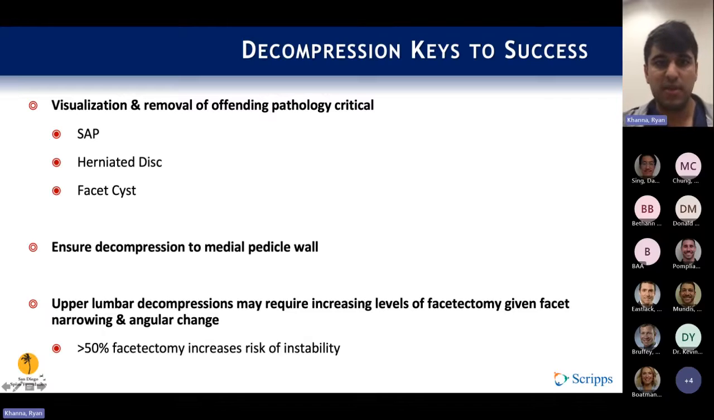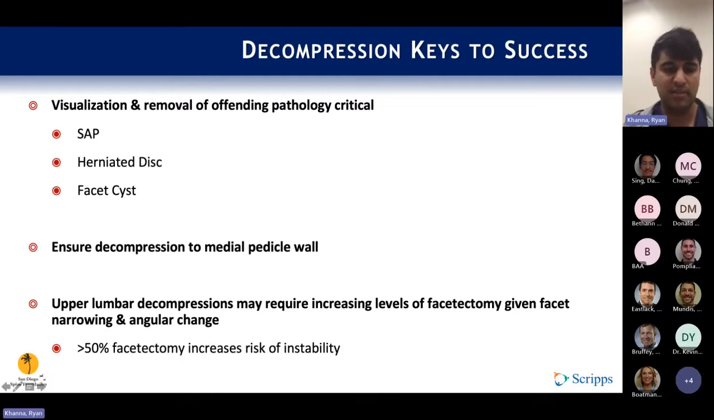So what are some pearls and tips, especially for the fellows? You want to make sure that you fully decompress all of the pathology contributing to lateral recess stenosis. As I've mentioned today, it can be a herniated disc, so it might need to be a discectomy if that's causing compression on the thecal sac or nerve roots. If it's a superior articular process, make sure that you've drilled it out or Kerrisoned it out. If it's a facet cyst, you need to make sure that you come around it and fully visualize it for teasing it off of the thecal sac. Important to make sure that you decompress all the way to the medial pedicle wall.